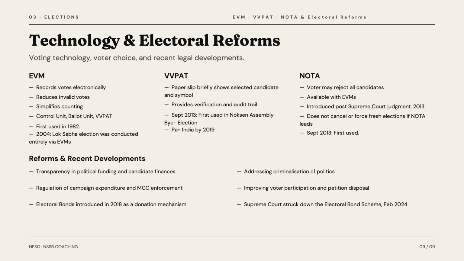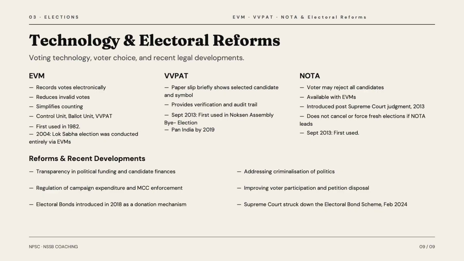The technology and electoral reforms. One very important thing: electronic voting machine and voter verified paper audit trail. A lot of people think that since VVPAT was introduced back in September 2013 and EVM was first used in 1982, VVPAT is a system that we use separately. VVPAT is not a standalone system. EVM is the system that we use, but we added VVPAT to EVM.